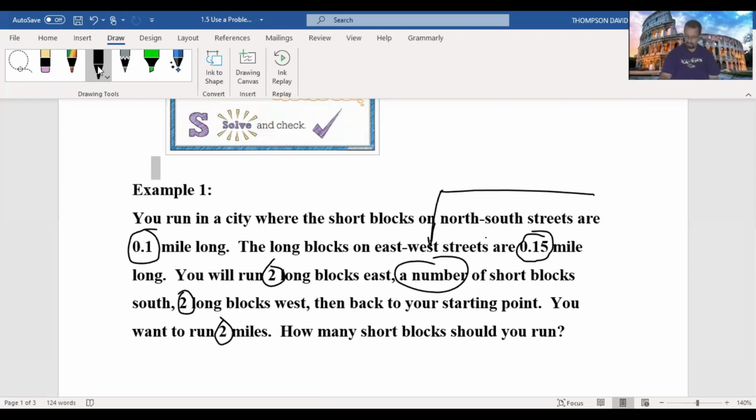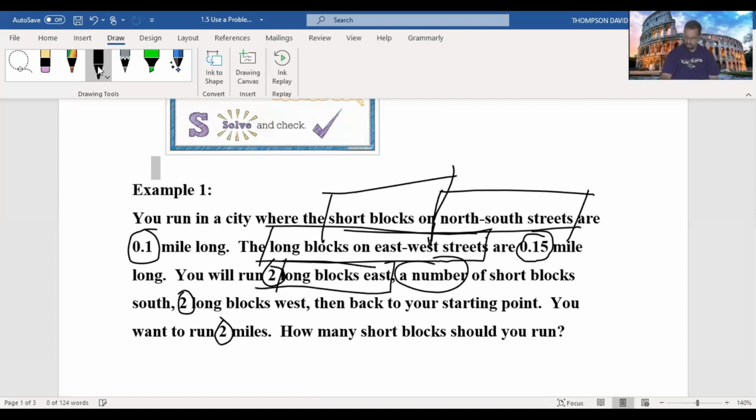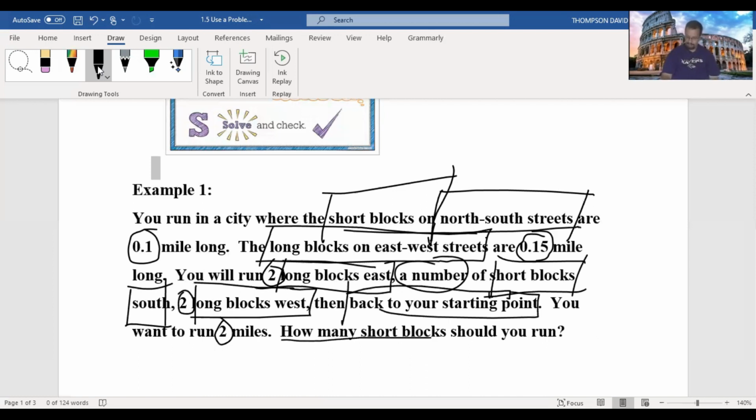The north-south blocks, they're also short blocks. The long blocks. We want to run 2 long blocks east, a number of short blocks south, 2 long blocks west, then back to your starting point.